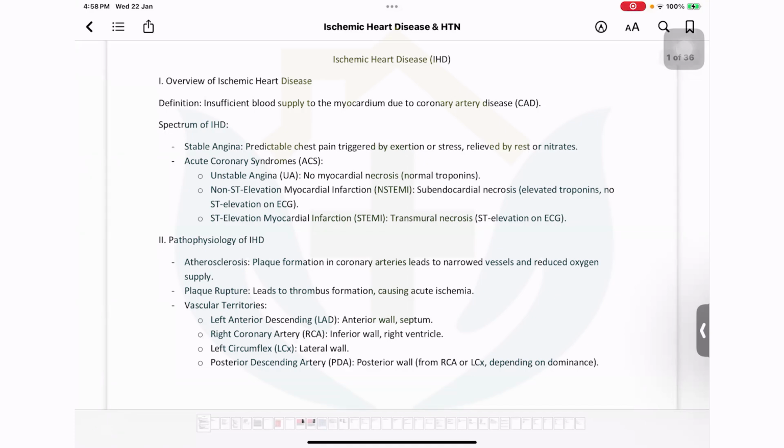So in subendocardial necrosis, there will be elevated troponin. Why? Because there is some necrosis. When muscle damage occurs, troponins are released. Unstable angina and non-STEMI are differentiated on this aspect: if the troponins are elevated, it is non-STEMI. If they are not elevated, then it is unstable angina.